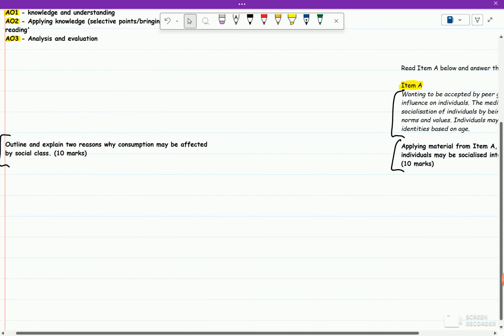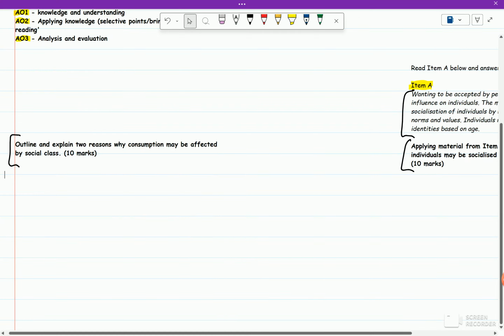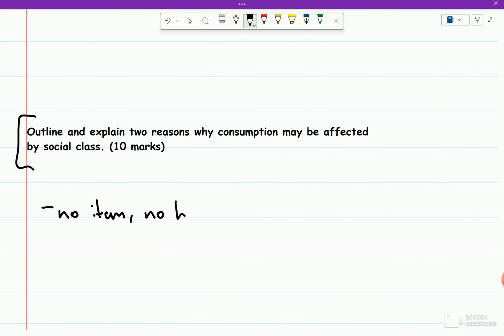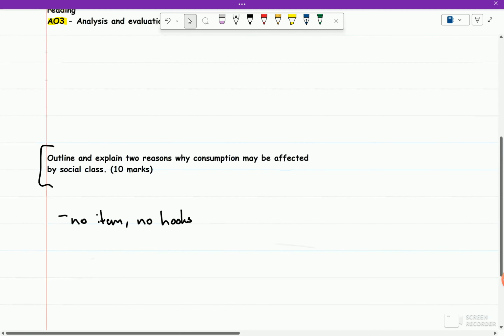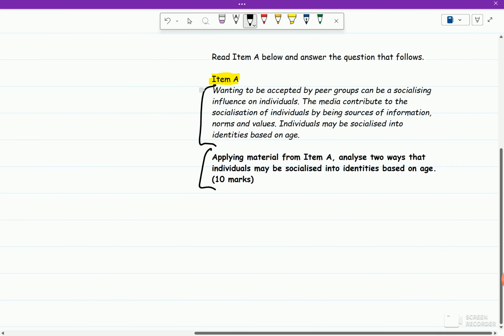So the most obvious difference between these two questions, the one that really stands out, is that we put down here there's no item, and therefore no hooks. Now, in order to explain what that is, we need to go over here. So this question requires you to actually use materials from item A, and what they often refer to as hooks.